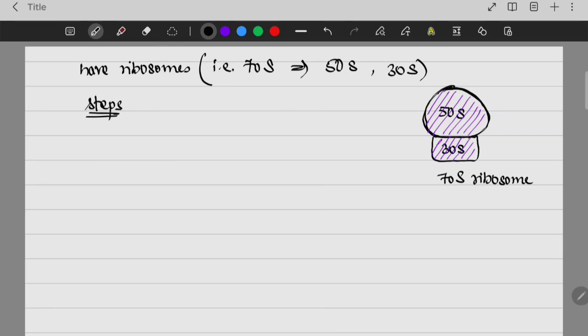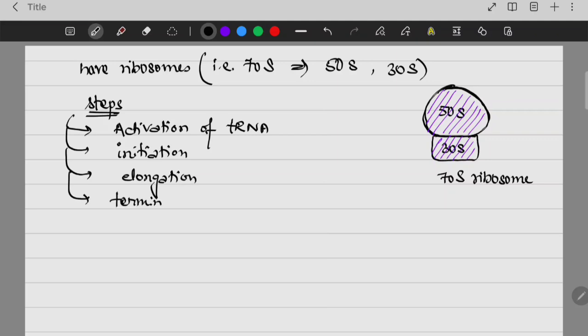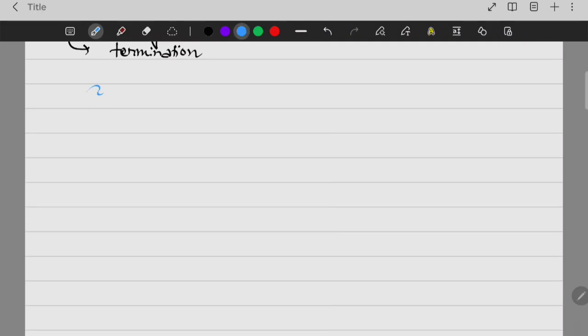Now the steps here are the same: initiation, elongation and termination. But before these three steps, there is another important step, that is the activation of tRNA. The tRNA has to be loaded with the amino acid. For that, the activation of tRNA is a must. Now the other steps are initiation, elongation and finally termination. So we will discuss each of the steps. First one is the activation of tRNA.